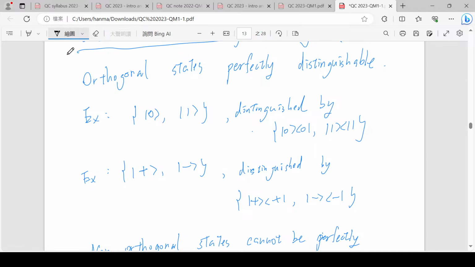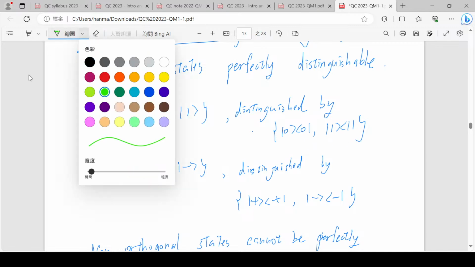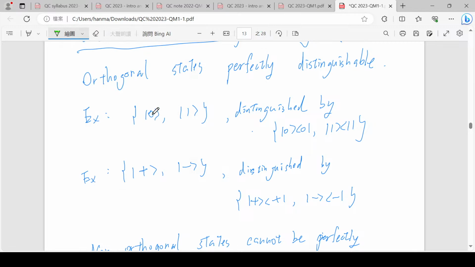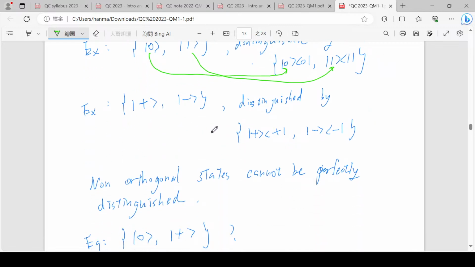Okay, so maybe let's do this color. So we mean this 0 state when you do those measurements on those two possible states. And when your input state is 0, you always go to 0. And when your input state is 1, it always goes into 1. Okay. And similarly, what about the plus state and the minus state?